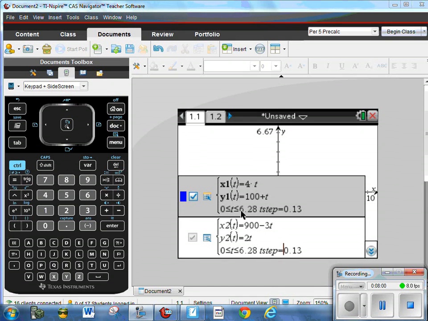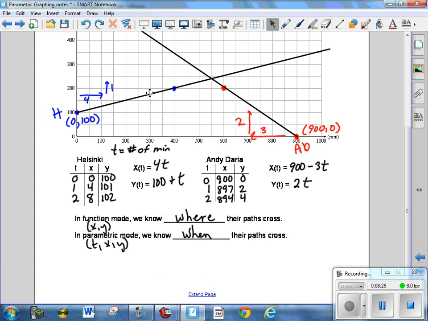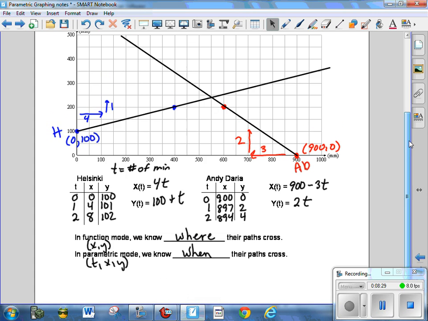Now one thing I'm going to have to do, though, is recognize that I'm not going to be able to see the entire graph in the window setting I have. I'm happy with t being 0 to something because time isn't going to be less than 0. But how many minutes do I need to get all the way across this grid? And do I want to see some more in my x and y window settings? So if you look back at what we have here, we need to see x from 0 to 1,000 and y from 0 to 500.